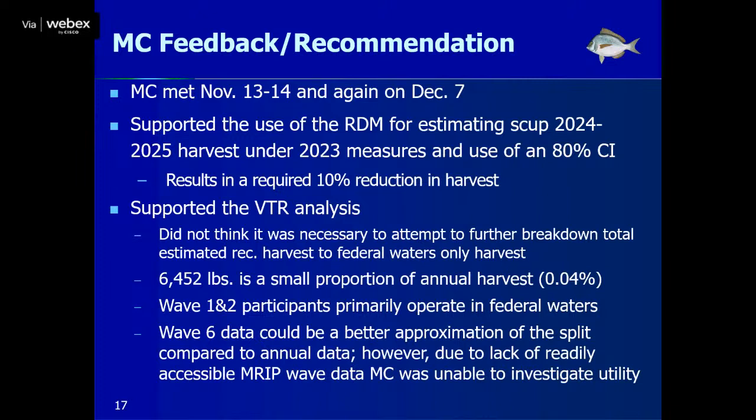And then the MC did suggest that in the future, if we did want to explore this, we could look at wave 6 proportion data as possibly a better estimate. But they didn't think that was necessary at this time. And they also noted that MRIP wave data is not currently available online, and so we actually couldn't explore this option before the meeting.